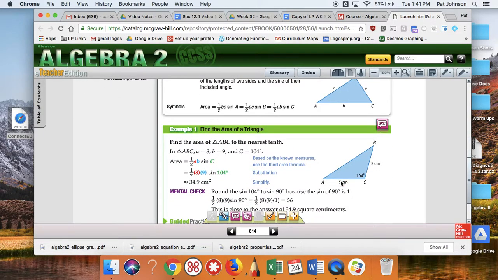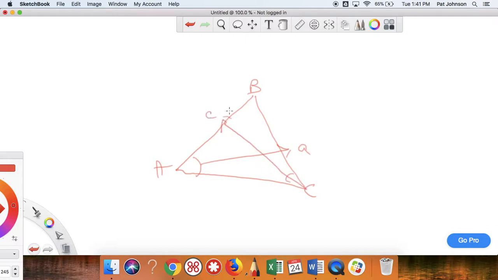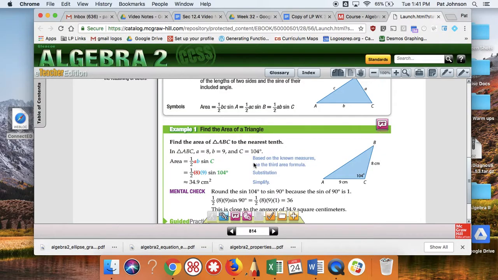So let's look at example 1. They want us to find the area of triangle ABC to the nearest tenth. When we're talking about triangles, and we say this is angle A, B, and C, the side across from that angle is going to be little a. The side across this is going to be little c. The side across this angle is going to be little b. That's how we determine little a and little b.